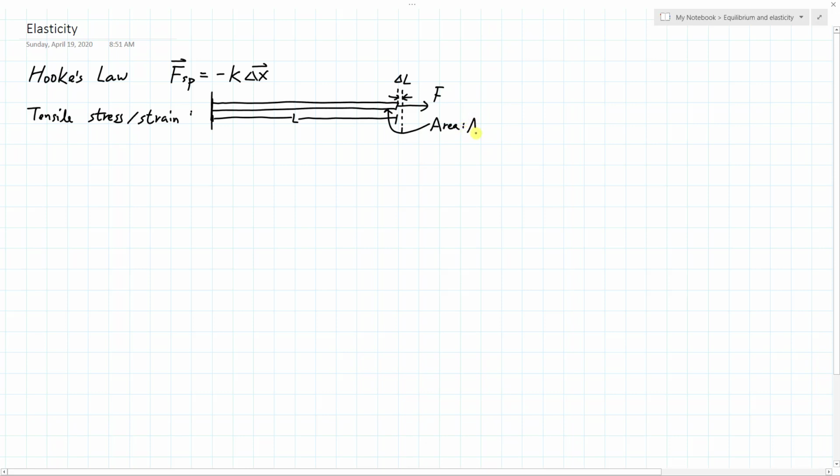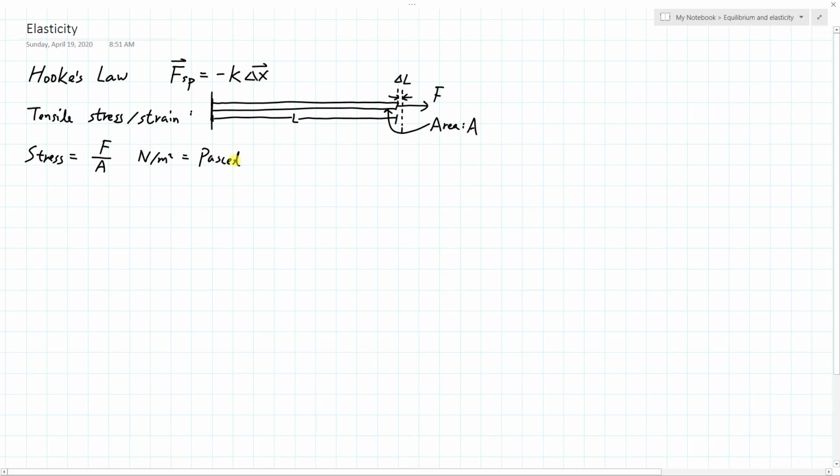So the area is A. You can imagine applying the same force to a much thicker bar will result in a much less stretch of this delta L. So the force over the area is important. If you have a larger cross-sectional area, you should apply a proportionally larger force to see the same amount of stretch. So we define stress as force over area. Force is in newtons and area is in square meters, so Newton per square meter. And this unit is also called Pascal.